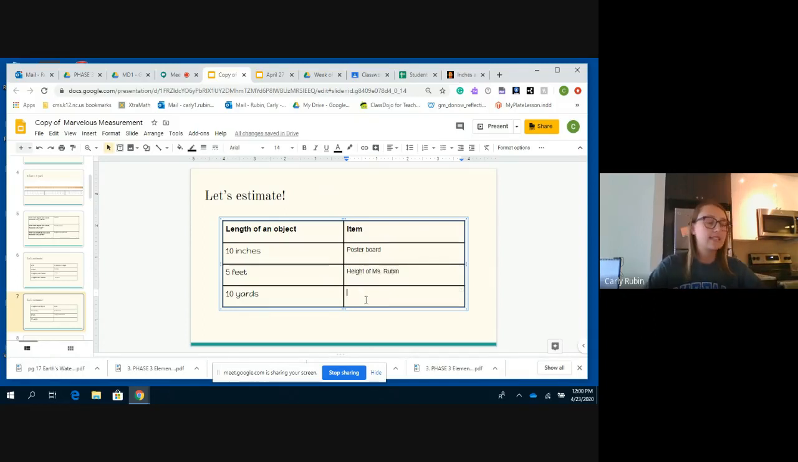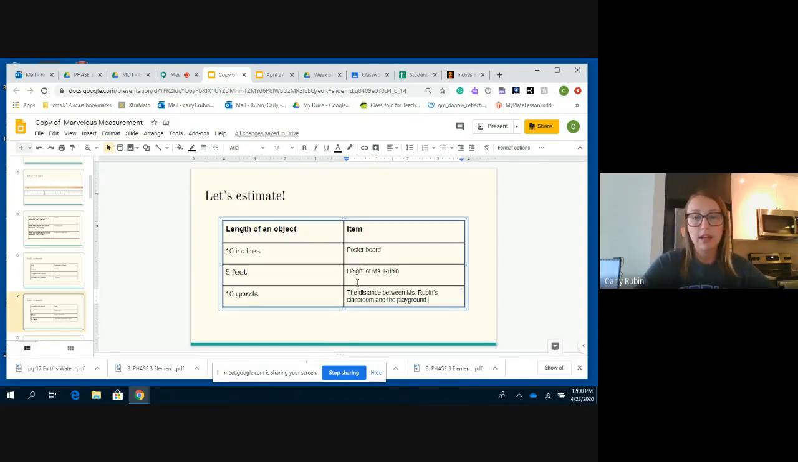And then something that is 10 yards long. So thinking about 10 yards. Remember, 1 yard is 3 feet. So 10 yards would be about 30 feet. So I would say the distance between Miss Rubin's classroom and the playground outside of school. I would say if we walked outside and walked to the playground, it would be about 10 yards away.